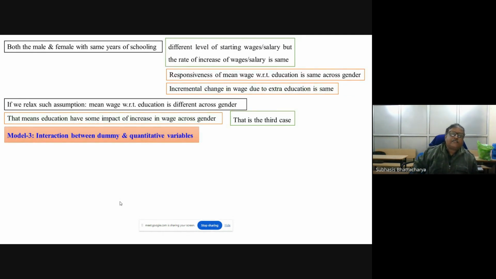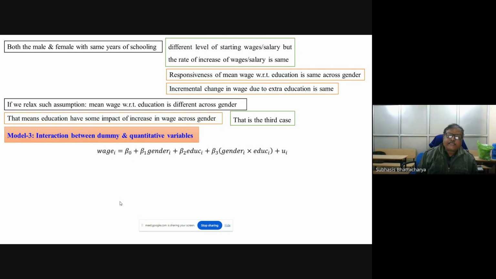That is called interaction between qualitative variables and quantitative variables. That is, if there is interaction between a qualitative variable and a quantitative variable, that is interaction between dummy and quantitative variables, then we write the earlier equation in some twisting form. What is the twist? The twist is this.